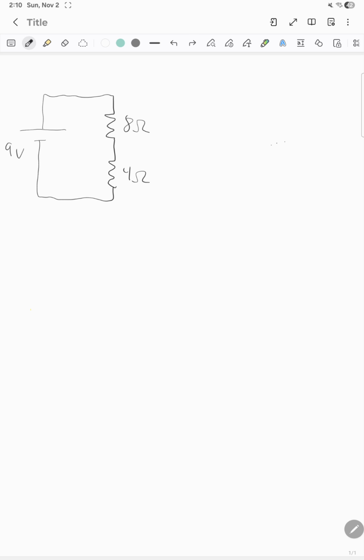And as we remember, the total resistance will be equal to R1 plus R2. In this case, R1 will be 8 ohms and R2 will be 4 ohms. So it will be 8 plus 4, which is equal to 12 ohms. So you could rewrite this like this. This is the equivalent.